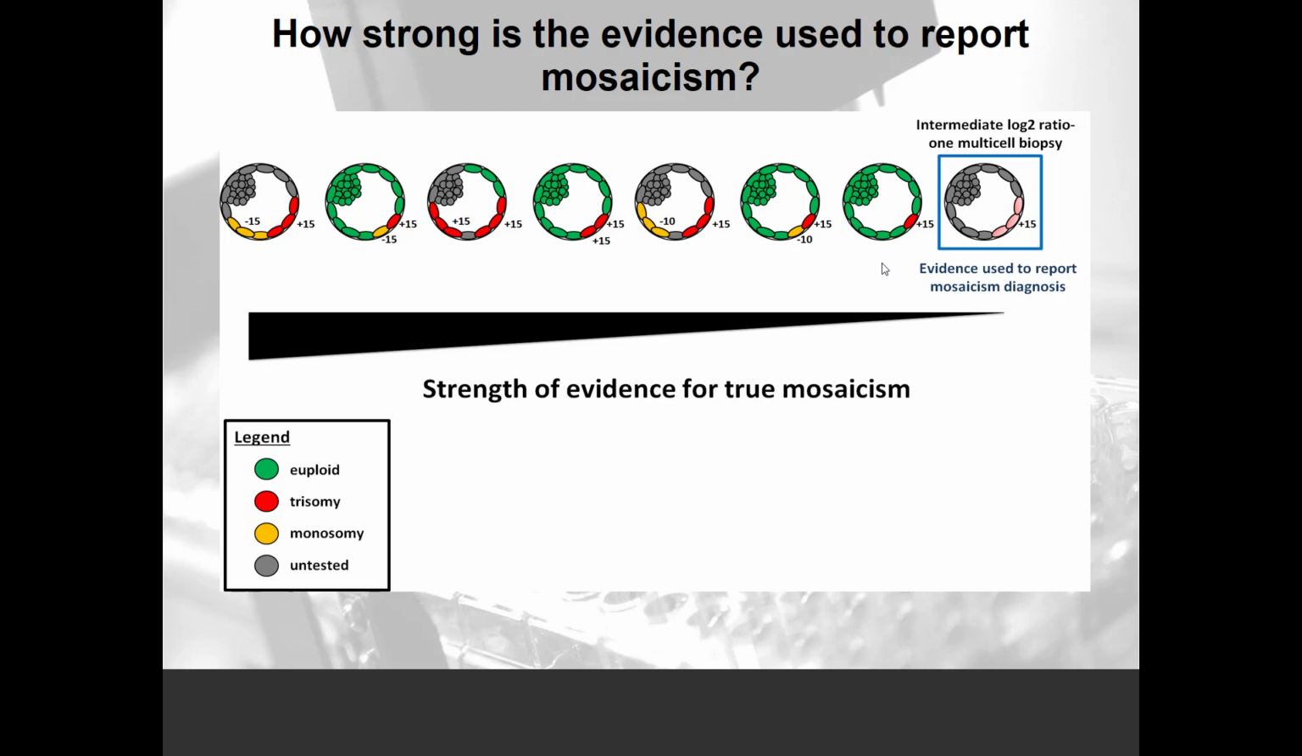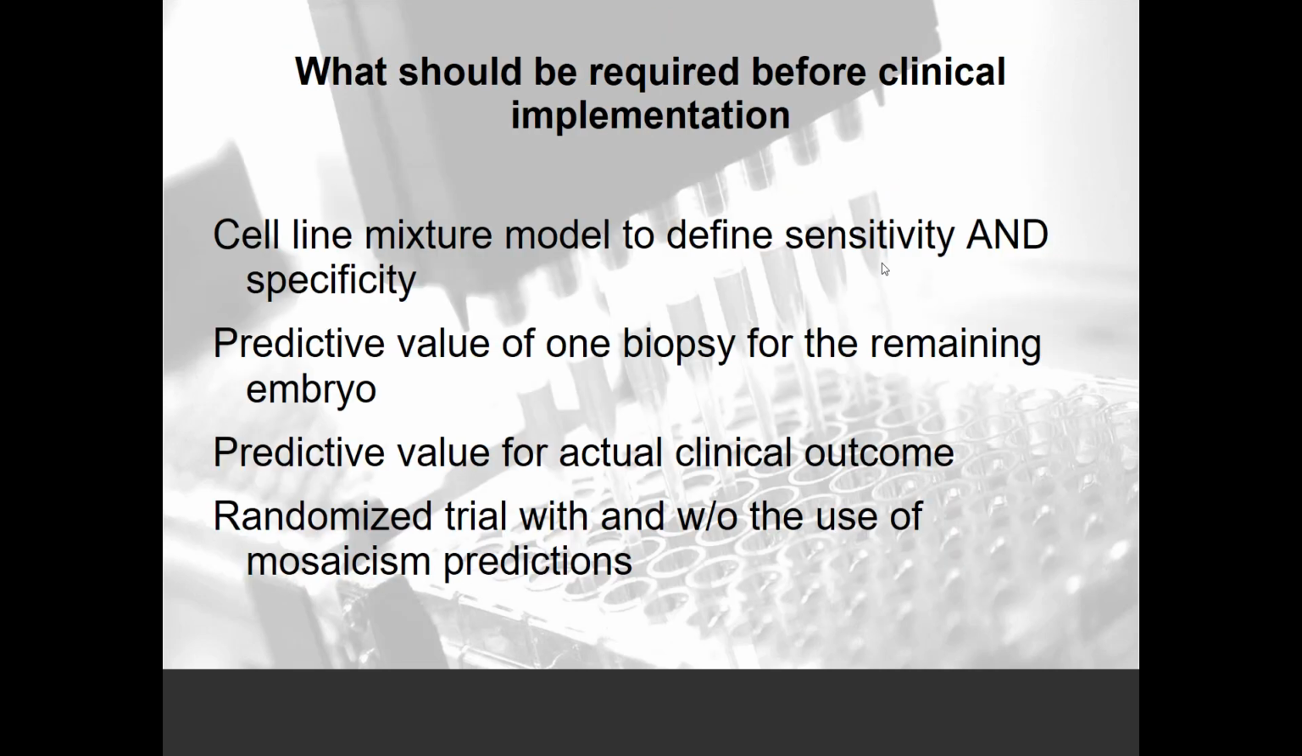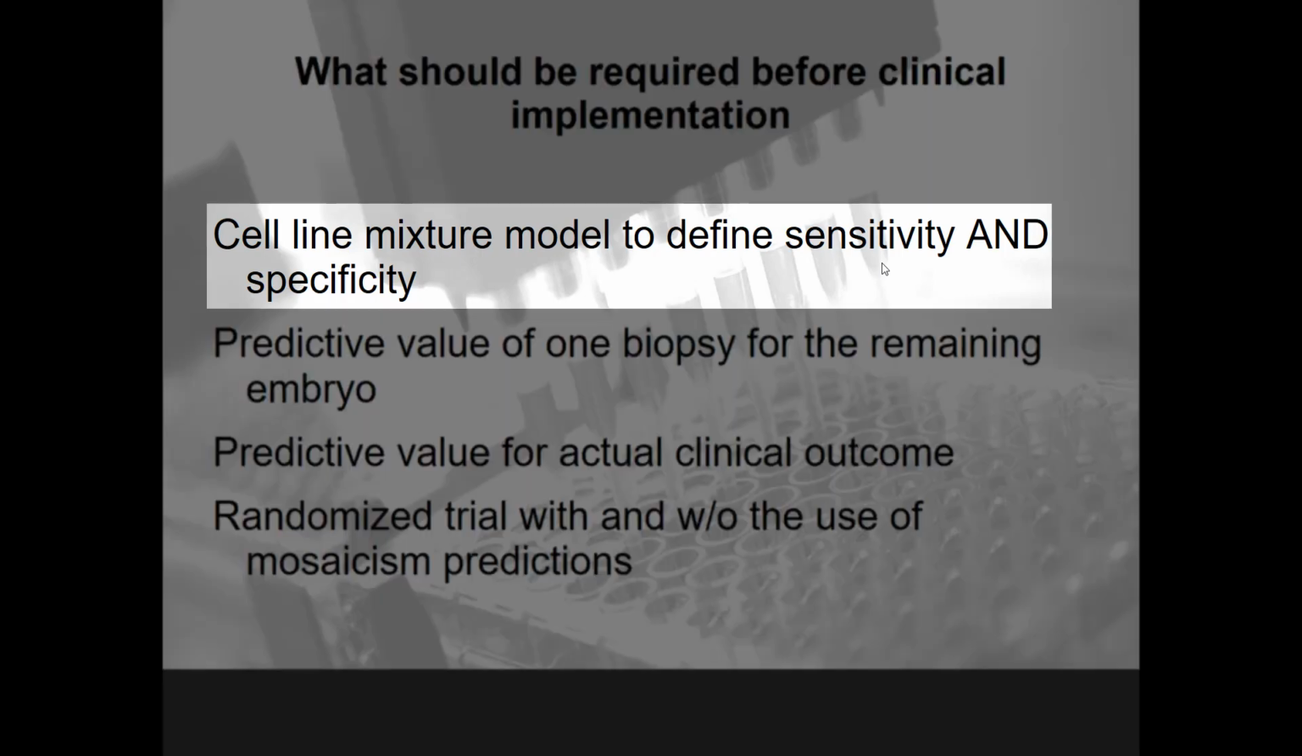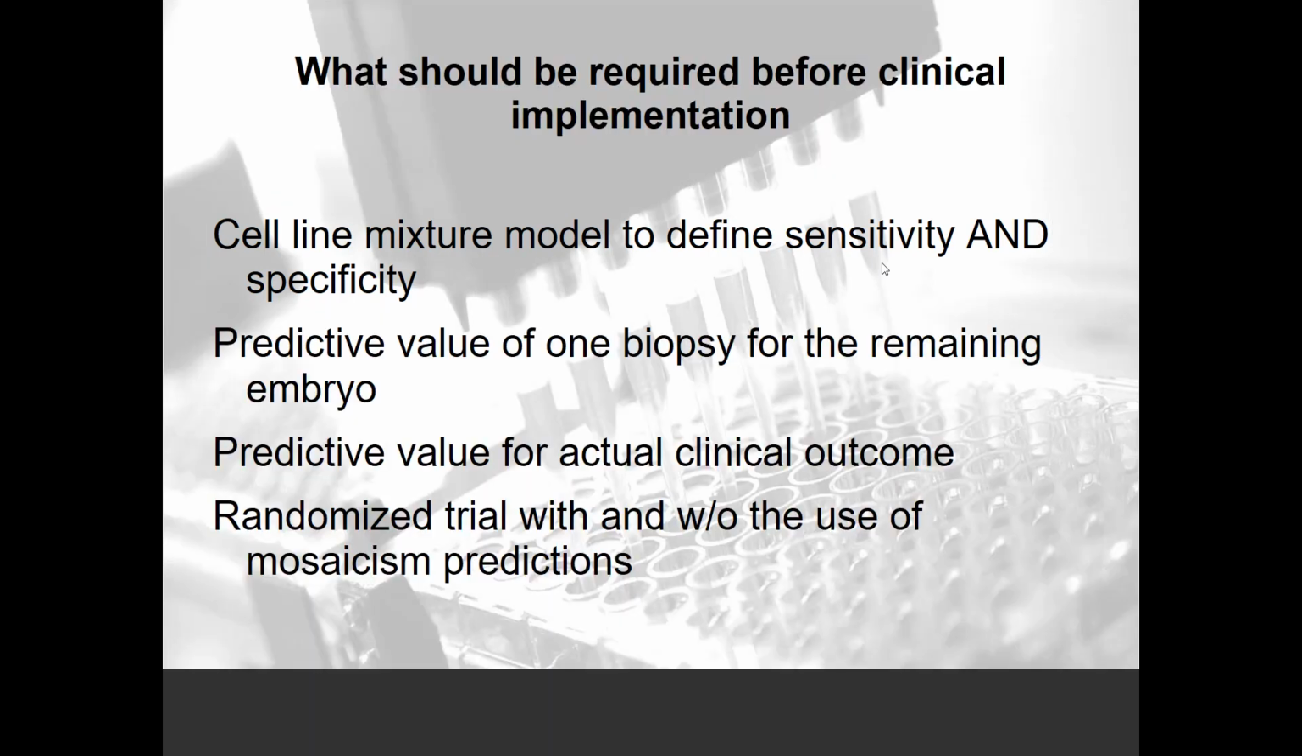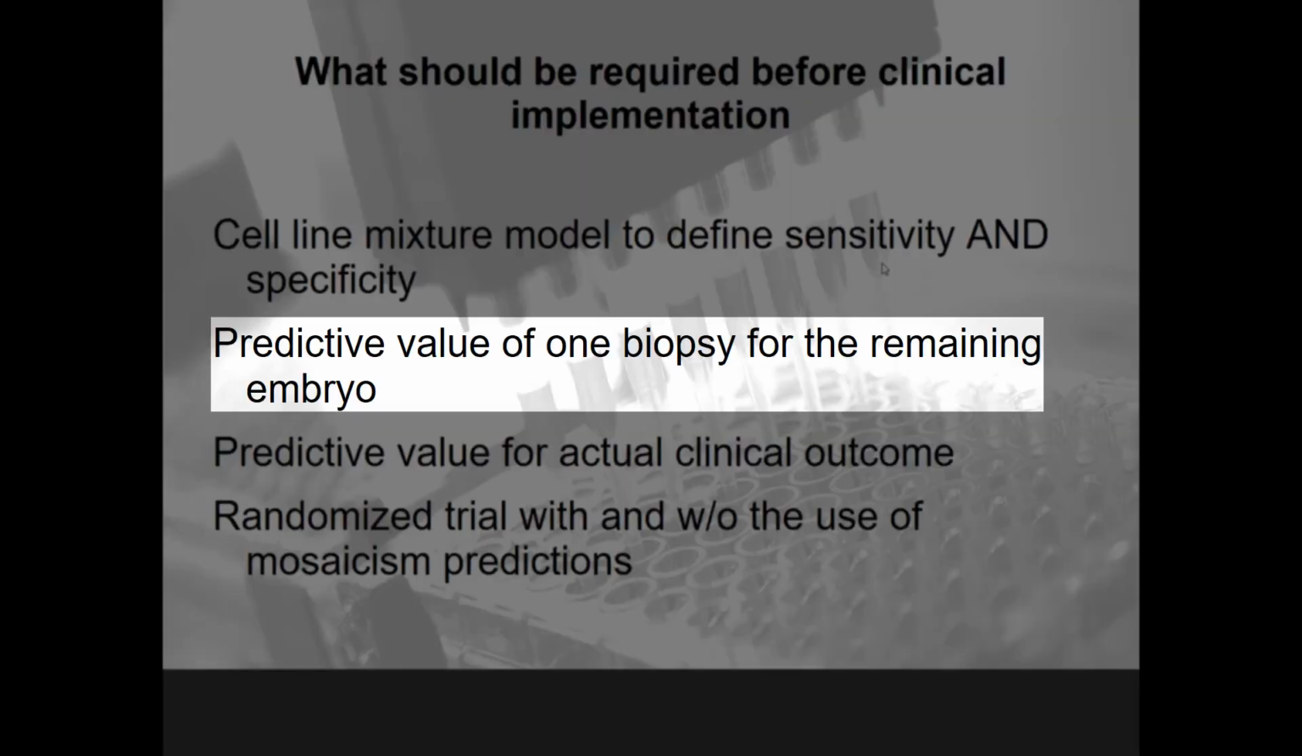Despite this, there still may be ways to maximize the predictive value of methods by evaluating their performance using model systems. And there are a number of criteria that should be required before implementing these types of methodologies to predict mosaicism. And one of those is to evaluate cell line mixture models to define sensitivity and specificity. Another important experiment to consider is evaluating whether or not the original biopsy is predictive of what's remaining in the embryo. This would involve multiple biopsies after diagnosing the embryo as abnormal to begin with, and then asking whether or not those subsequent biopsies are consistent with the original prediction.